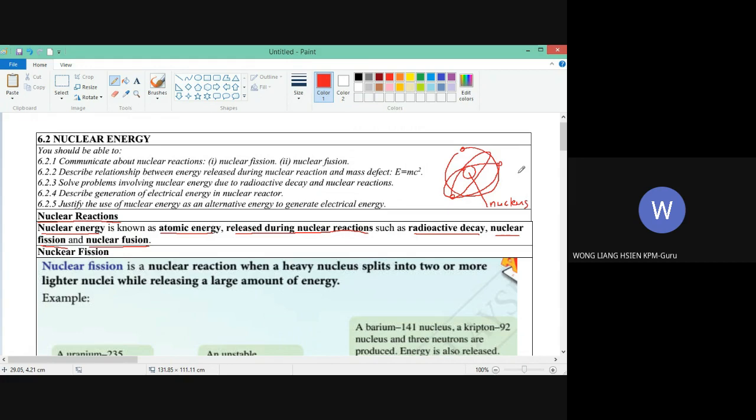But why is it that the protons can stick together so close together in the nucleus? I thought that they are supposed to repel each other, right? Positive and positive. So why is it that they can stick together in the nucleus? Because there is energy that forces them to stick together. Understand? There is energy that forces them to stick together.